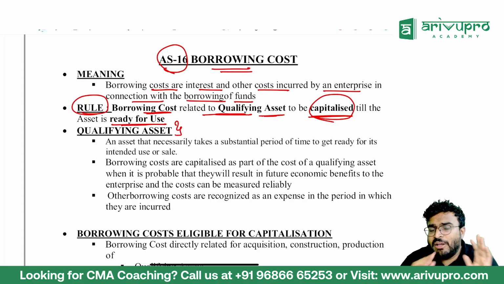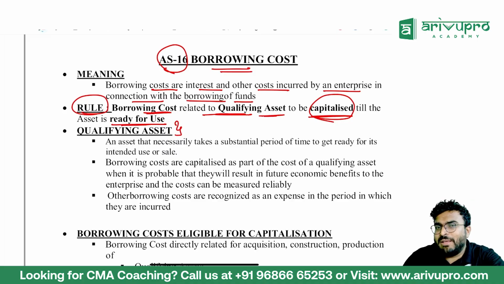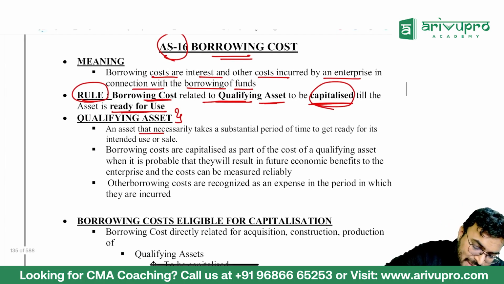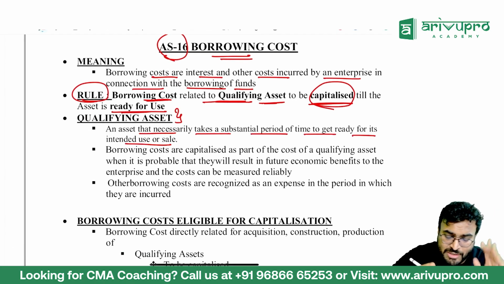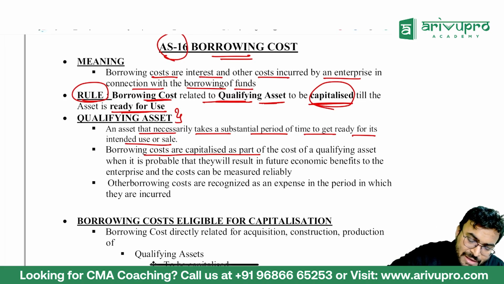Now, what is qualifying asset? Simple: something that takes time for it to be ready for its intended use is called a qualifying asset. An asset that necessarily takes a substantial period of time to get ready for its intended use or sale. Borrowing costs are capitalized as a part of the qualifying asset when it is probable that they will result in future economic benefit to the enterprise.